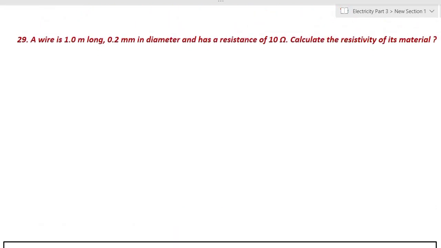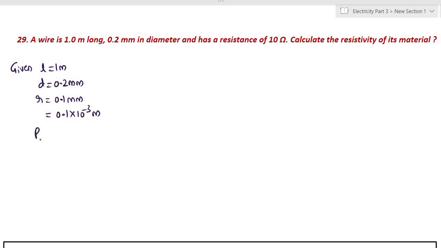Let us move to the main questions on the resistivity. Let us take the first problem. What is the first problem? A wire is 1 meter long. What has been given in the problem? A wire of length 1 meter, and diameter 0.2 millimeter. So therefore radius is equal to 0.1 millimeter. This can be written as 0.1 into 10 to the power minus 3 meter.